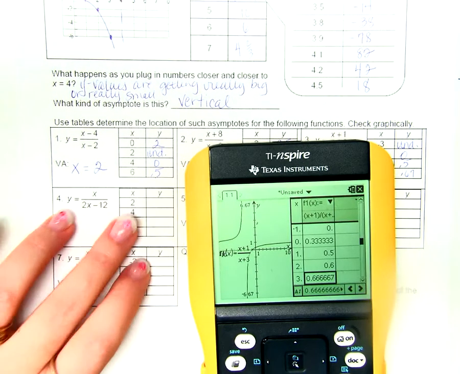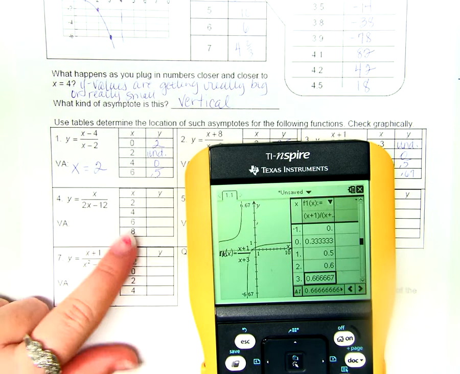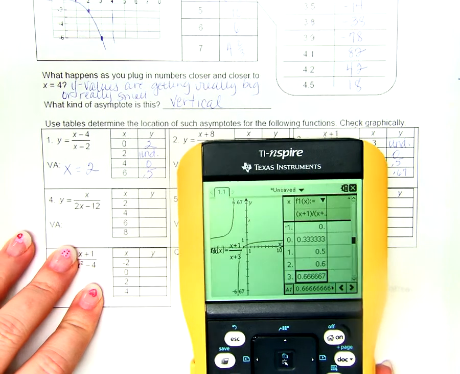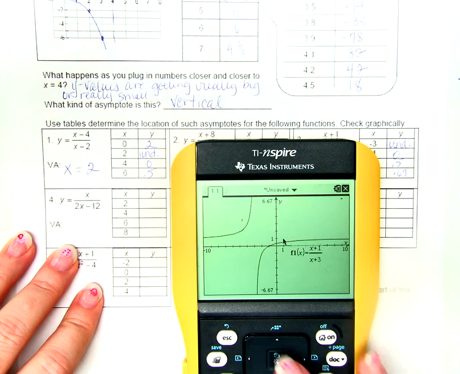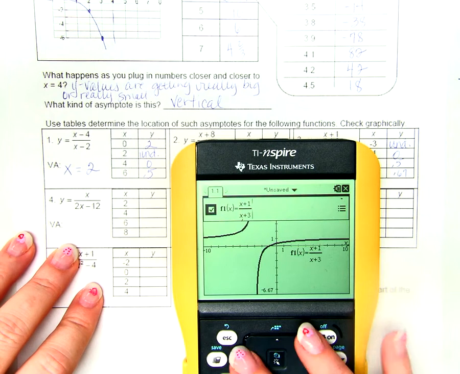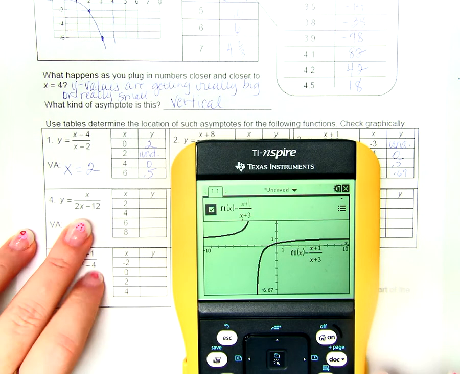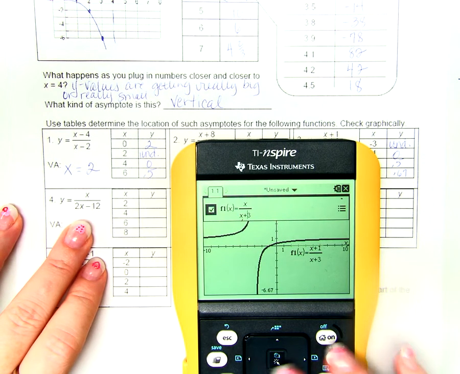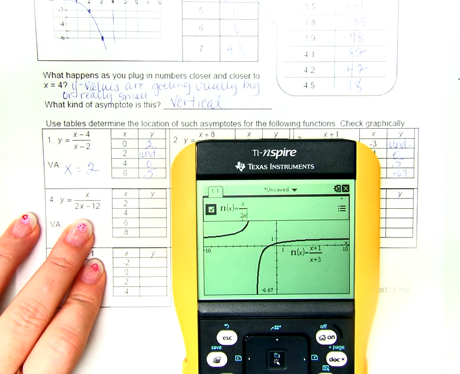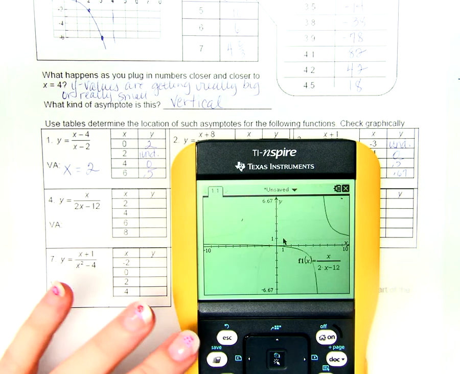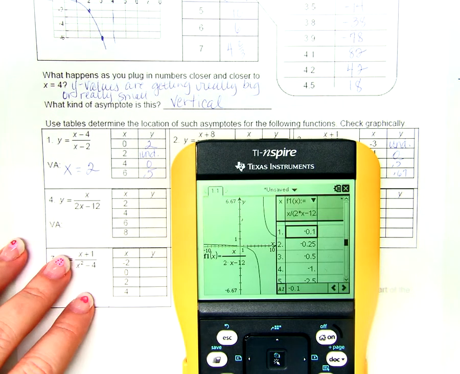Any idea where my undefined might be in this particular table? Any guesses before we start? So let's go ahead and put it in. Need the numerator to just be x. I need the denominator to be 2x minus 12. Control T to see my table.